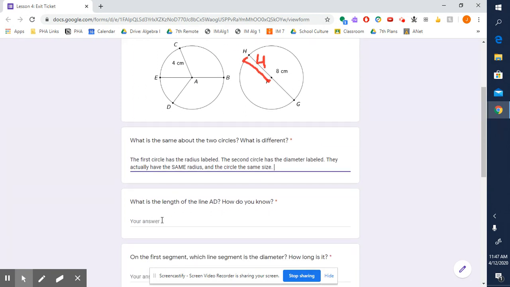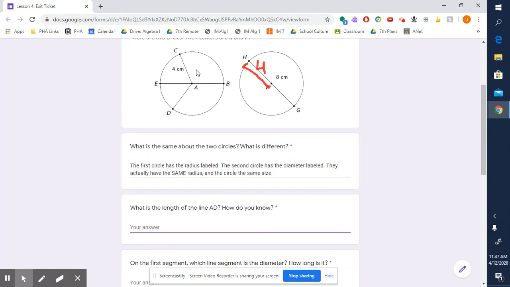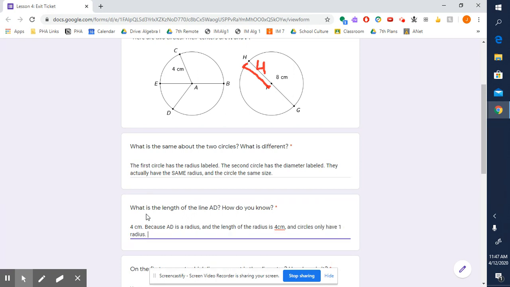Okay, what is the length of line AD? How do you know? Well, line AD is here. And I can see that AD is a radius because it goes from the center to the edge. I already know that the radius is 4, and because all circles only have one radius, if this radius is 4, that radius is 4. So I'm going to write 4 centimeters because AD is a radius and the length of the radius is 4 centimeters. And circles only have one radius.